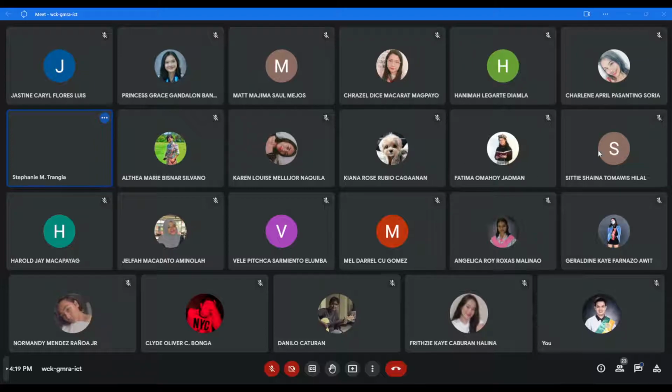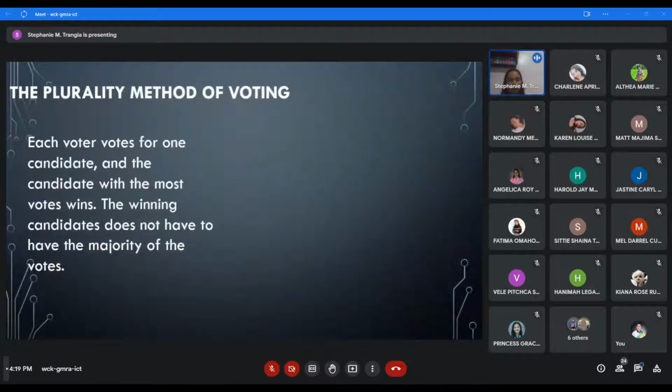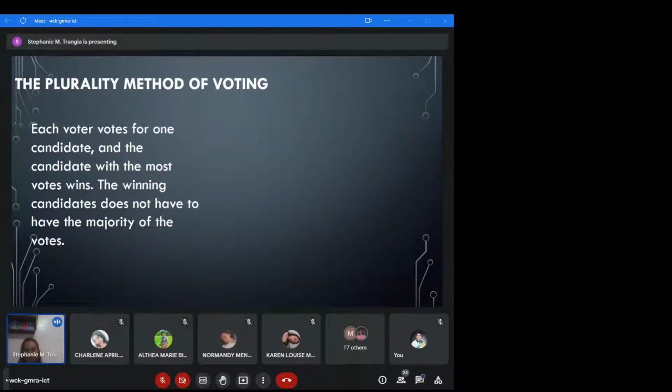Okay. So apportionment and voting. Let's start with the plurality method of voting. In the plurality method of voting, each voter votes for one candidate and the candidate with the most votes wins. The winning candidate does not have to have the majority of the votes.